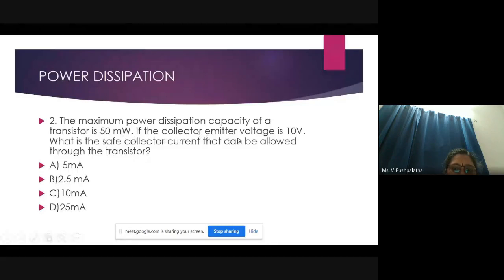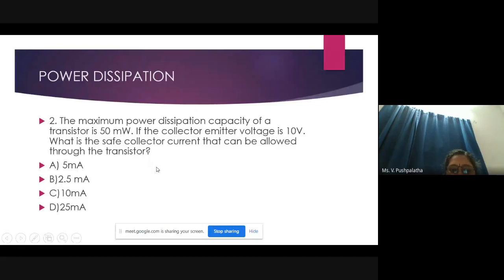If the collector emitter voltage is 10 volt, that is, they had given VCE equal to 10 volt, what is the safe collector current that can be allowed through the transistor? You all might have seen the output characteristics of a transistor. So the safe collector current, you can lay it on your characteristic, is nothing but at VCC by 2.